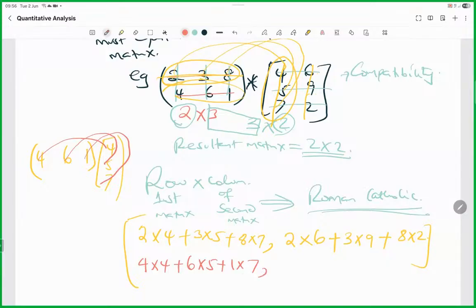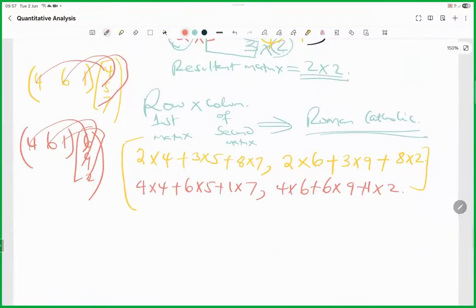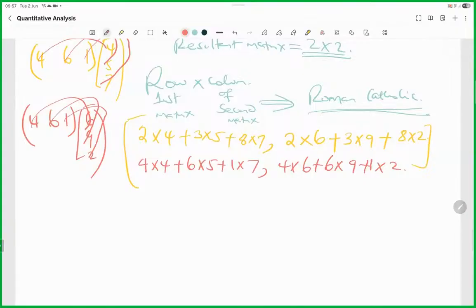And then the same row, this 4, 6, 1, has to finish its business by multiplying with the last column, the 6, 9, 2. So first ones multiplied, plus second ones multiplied, plus third ones multiplied. So we have here 4 times 6, plus 6 times 9, plus 1 times 2, like that. Is there somebody who can give me these answers?